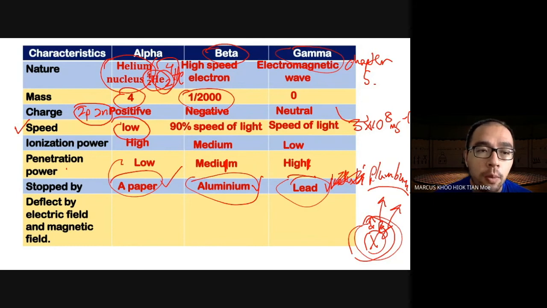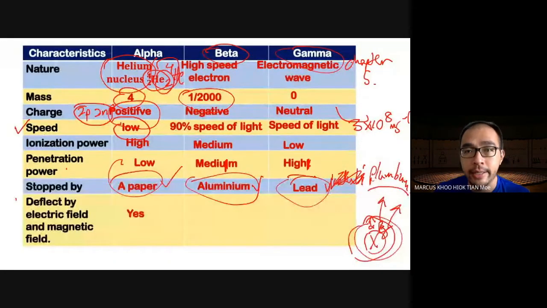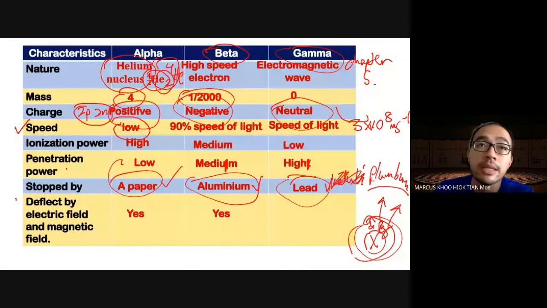Okay, now next thing is, can it be deflected by electric and magnetic field? Okay, obviously for alpha it can be deflected because it is charged, it is positively charged. Beta, on the other hand, is also negatively charged, so definitely it can be deflected. Okay, but gamma, since it is neutral, it doesn't feel any effect at all. Okay, so it cannot be deflected by the electric and magnetic field.